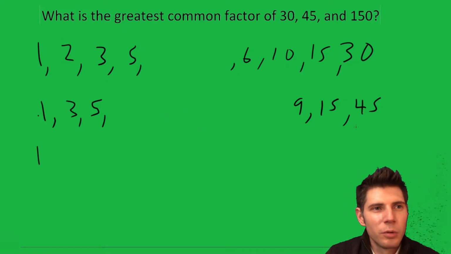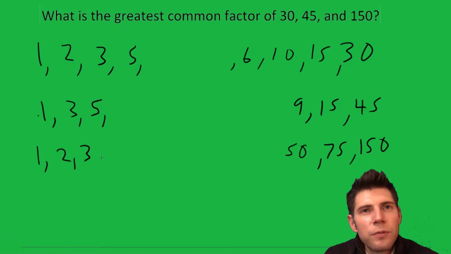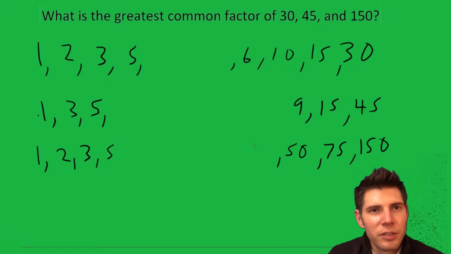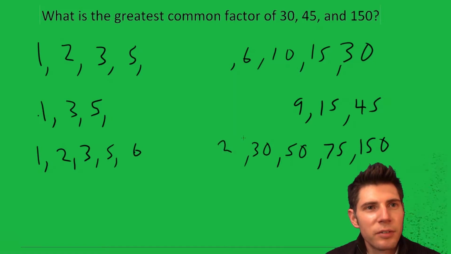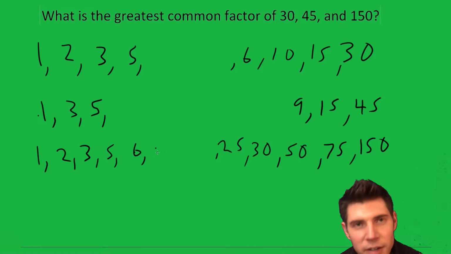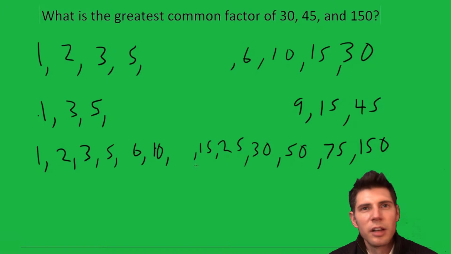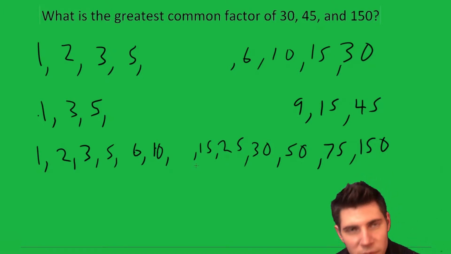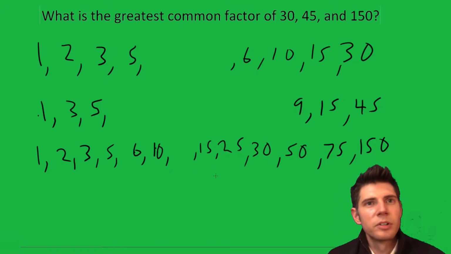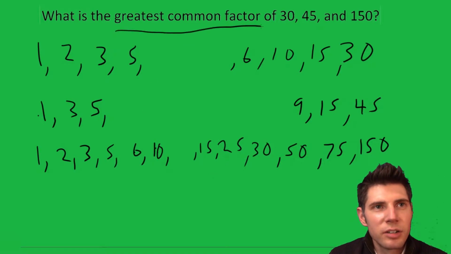Let's do 150. 1 and 150, 2 and 75, 3 and 50, 4 does not work, 5 does work, 5 and 30. So 6 is 25, 7 I don't think works, 8 does not work, 9 doesn't work, 10 will work, 10 and 15, 11 won't work, 12 doesn't work, and 13 won't work, 14 won't work. Yep, so that's it. So now we want the greatest common factor.